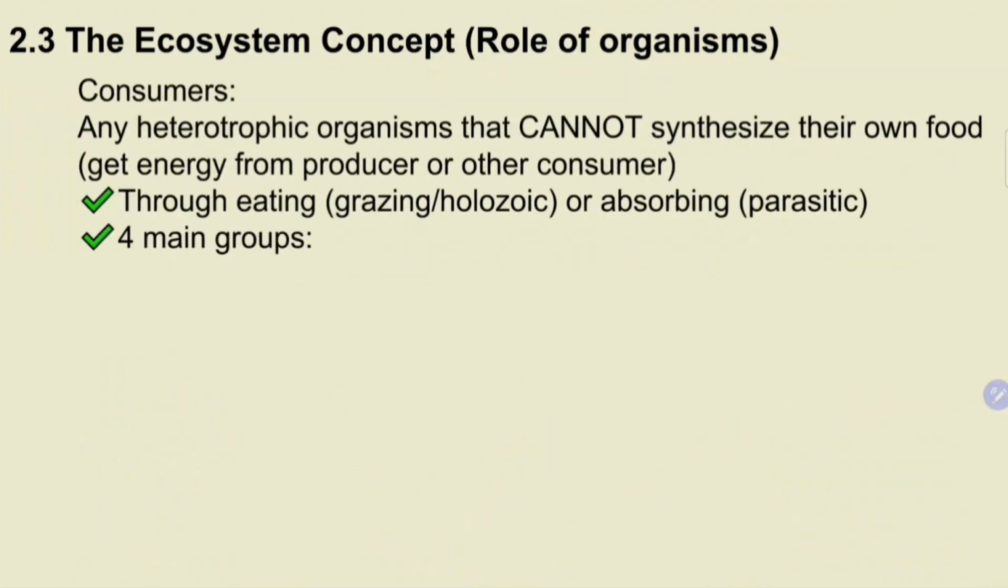Next is consumer. So consumers are any heterotrophic organisms that cannot synthesize their own food. Tak boleh buat makanan sendiri. So if they cannot make their own food, they have to get energy from other organisms such as producer or other consumer. So getting the energy can be through eating.